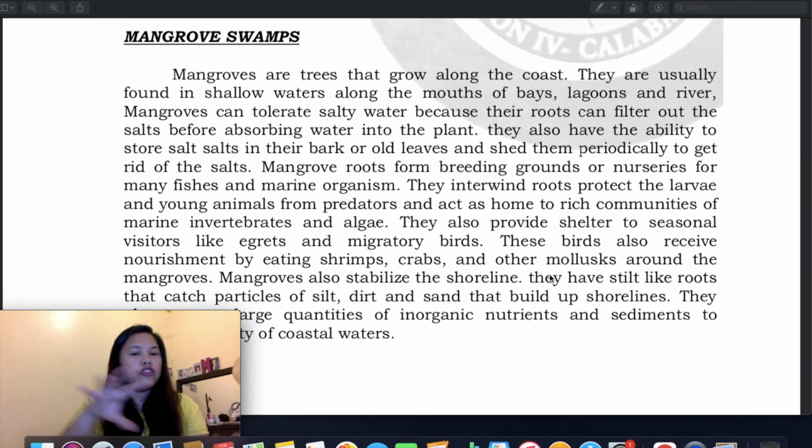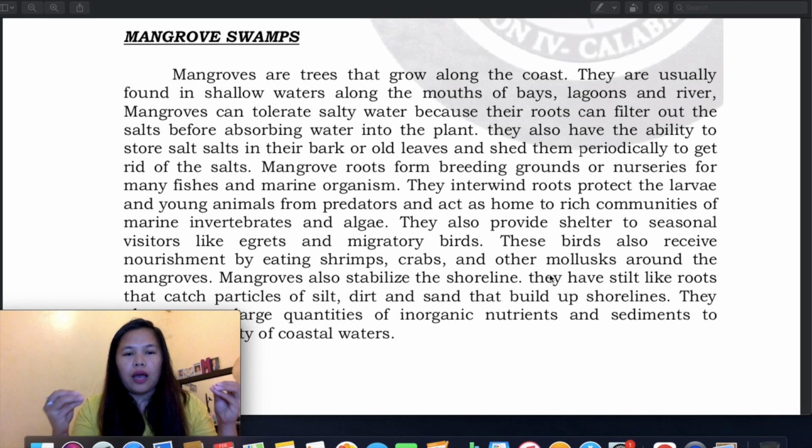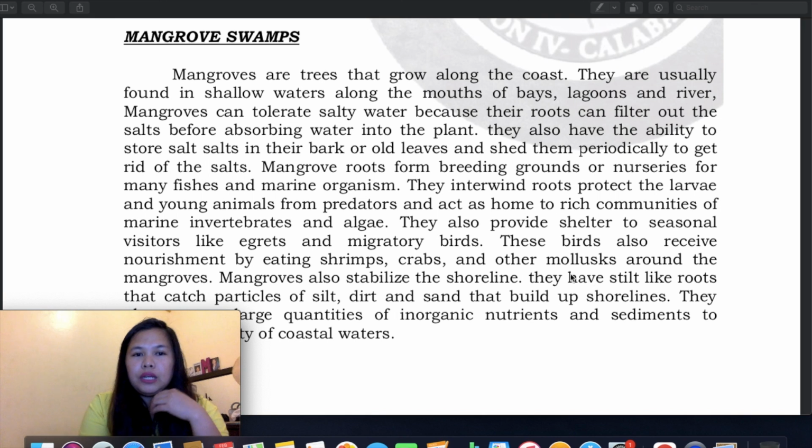Basta nag-mix na yung salt and fresh water na nandun. Basta marami din siyang organisms na naninirahan doon. Pwedeng mga crocodile nga at saka snakes na water snake doon po. So, mangroves can tolerate salty water because their roots can filter out the salts before absorbing water into the plant. So, they have the ability to store excess salts in their bark or old trees and shed them periodically to get rid of the salt.